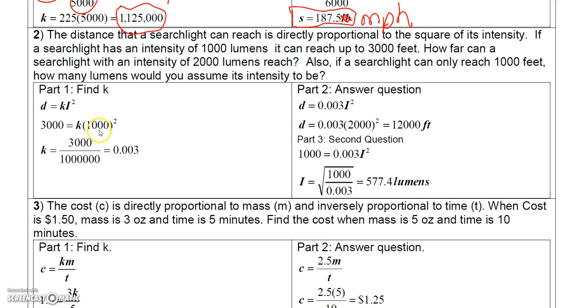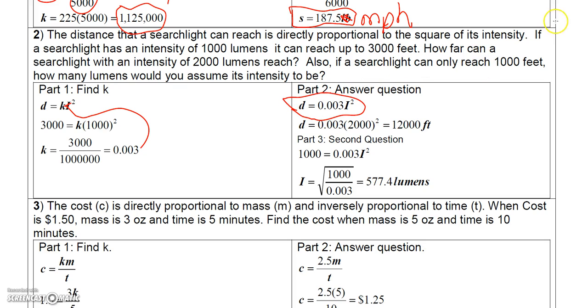So that's going to be K times 1,000,000. If I divide both sides by 1,000,000 now, I get K equals 3,000 divided by 1,000,000, and in a decimal, that would be 0.003. Okay, so now I can take this and plug it back in here for K, and then I get D equals 0.003 times I squared.